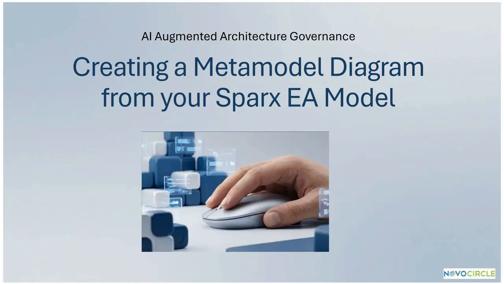If you're building architecture models, not just a bunch of diagrams, having an architecture metamodel diagram is essential. It keeps everyone aligned on what's in your repository, making modeling more consistent and reporting easier. With AI-powered tools for Sparx EA, you can build your metamodel diagram from your repository in minutes.